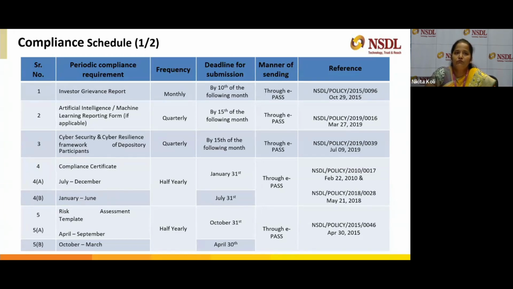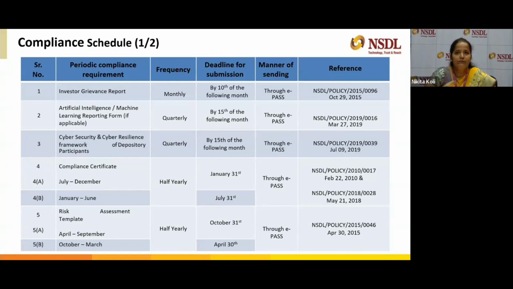The fifth report which we have to submit is the risk assessment template, which has to be submitted half-yearly. The due date is 31st October for April to September, and for October to March, the due date will be 30th April. SEBI has advised that the information on risk assessment of participants must be provided on a half-yearly basis.